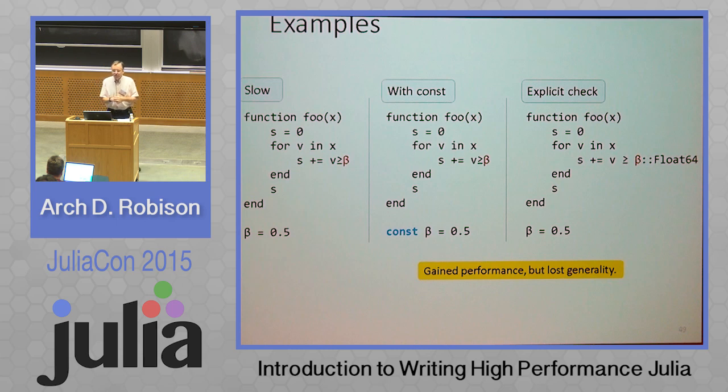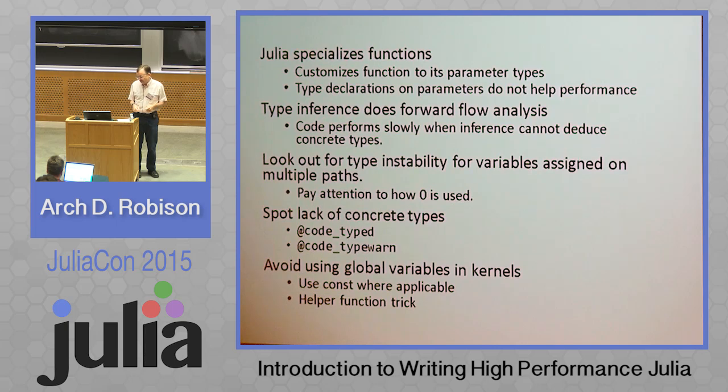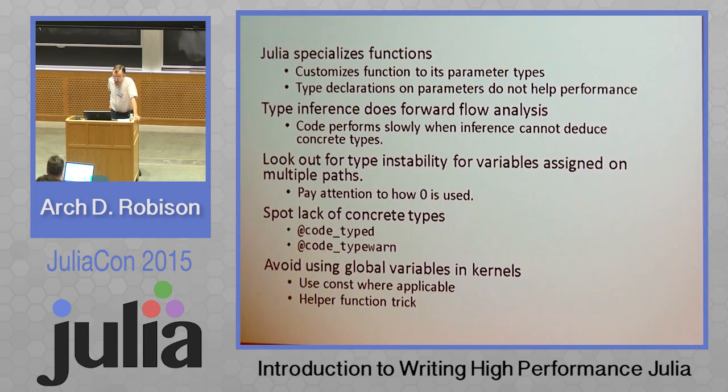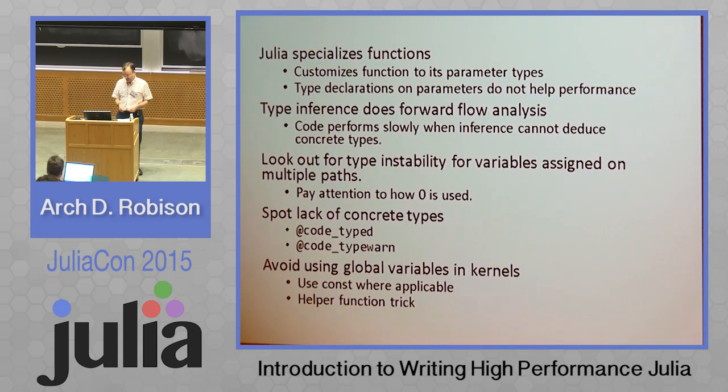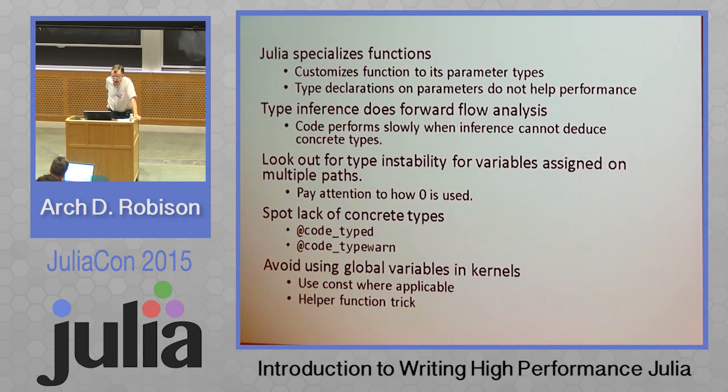The type inference is done by so-called forward flow inference. It's basically like a summary of how the program executes from the start. And code is going to perform slowly if the inference can't figure things out. Typically what you worry about is where it splits and then rejoins. Where it rejoins, you want to make sure that the types coming in are the same for a given variable. And then the other thing is lack of concrete types. Hardware deals with concrete types.